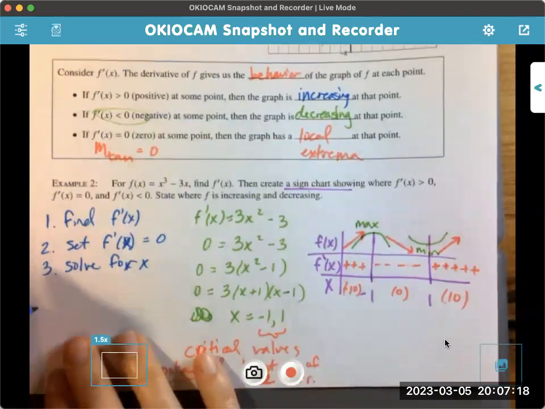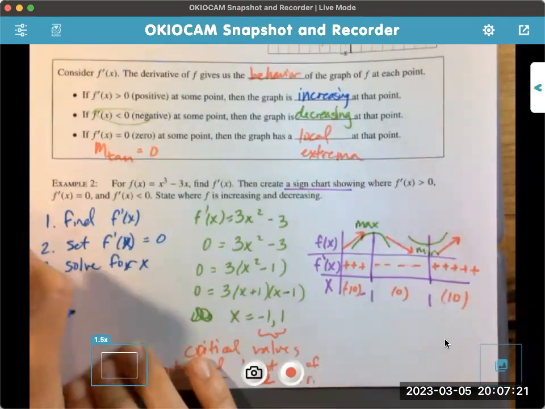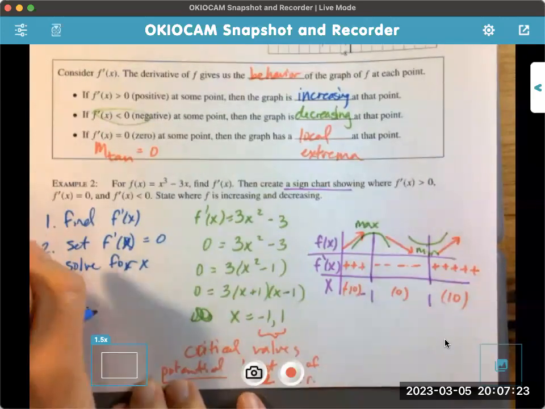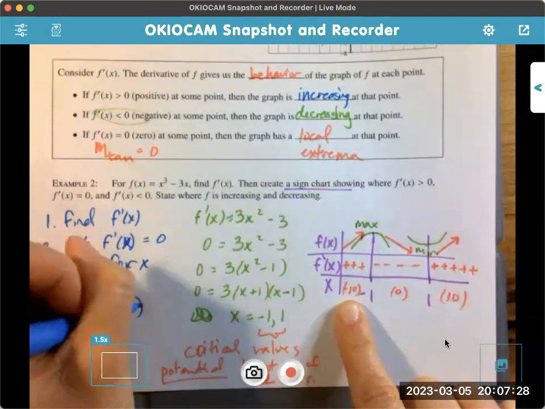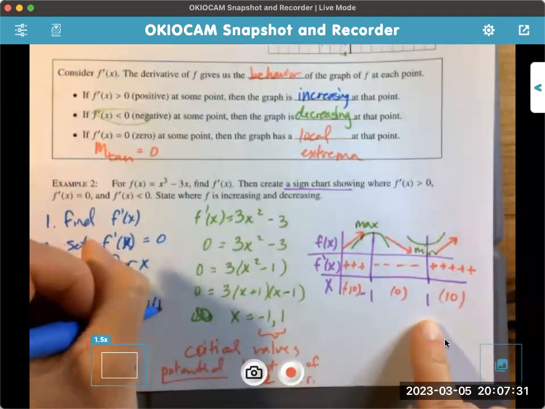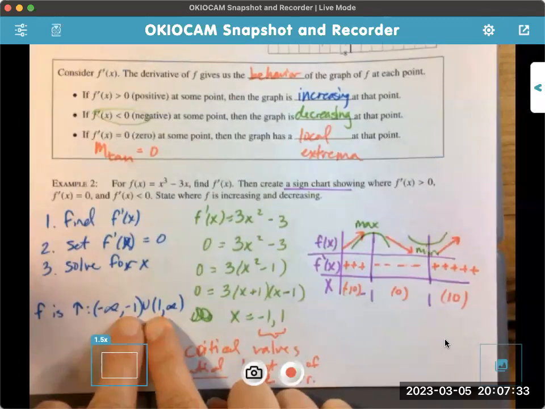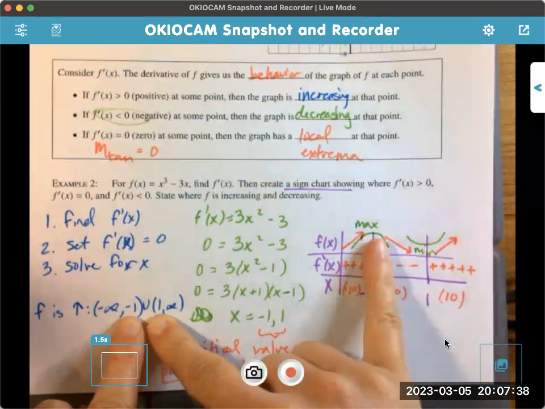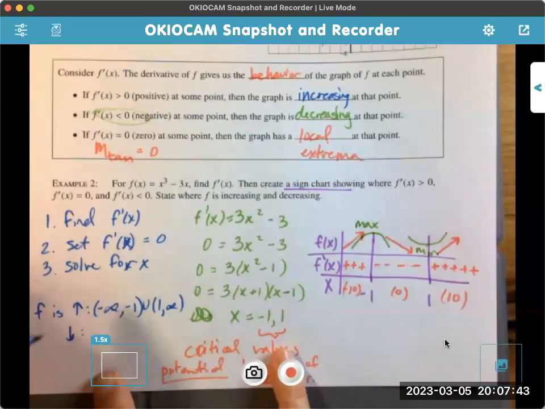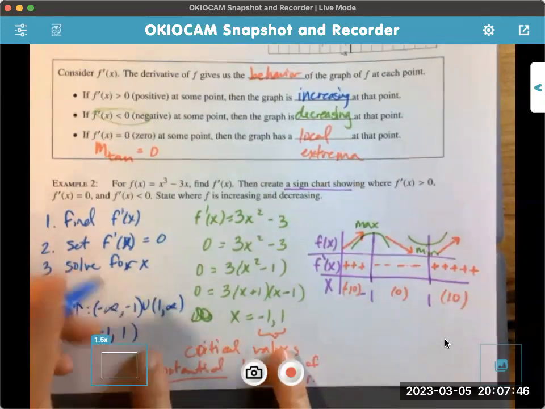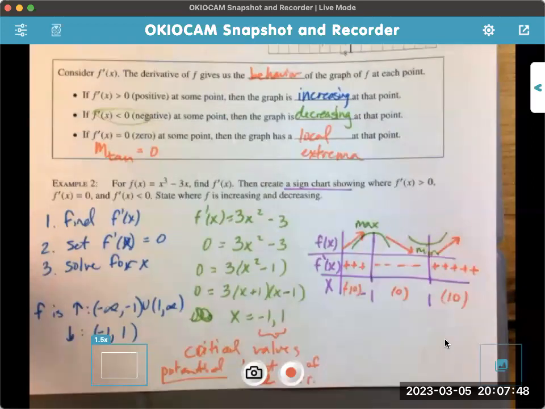So f is, use my shorthand, up arrow increasing from negative infinity to -1, and then union 1 to infinity. Notice we are using parentheses because we cannot be increasing and decreasing at the same point. So parentheses around there. And then decreasing from -1 to 1. Again, note the parentheses because we are not both increasing and decreasing at a certain point.